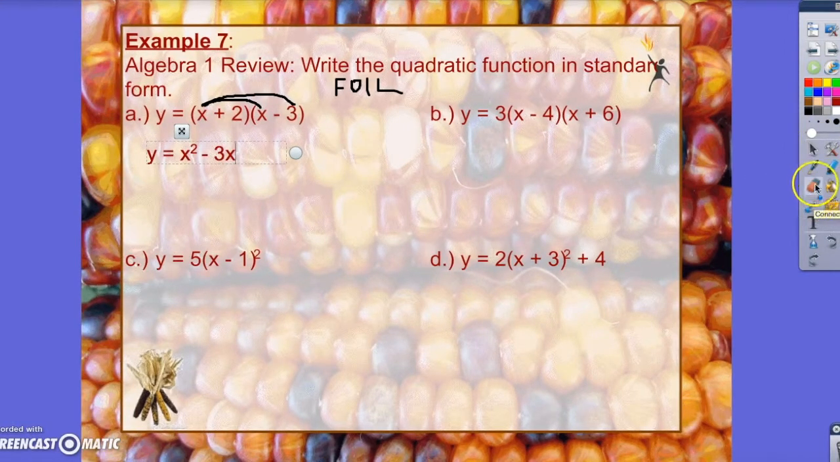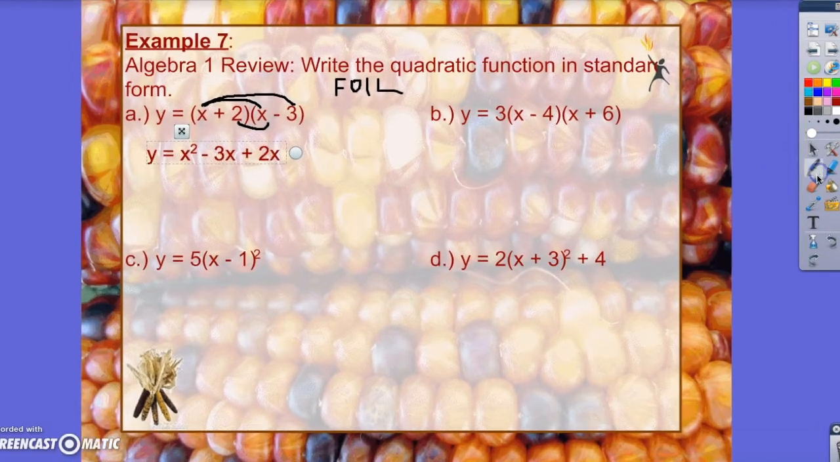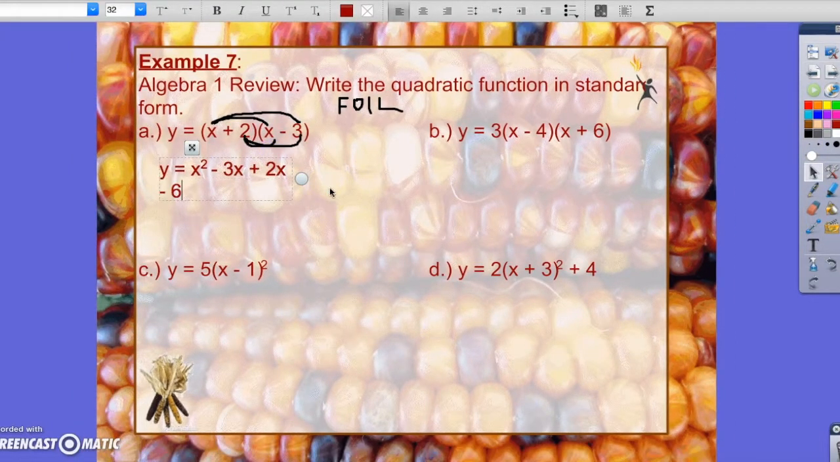Then I stands for inner, and I'll write it down here so you can see it. 2 times x is positive 2x. And then last is 2 times negative 3. 2 times negative 3 is negative 6.